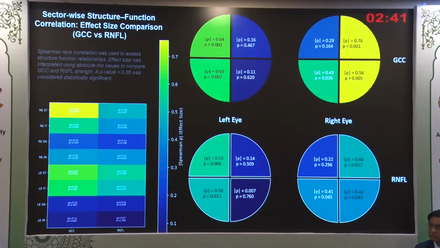The temporal visual field sectors demonstrate the strongest relationships, particularly with macular GCC. In comparison, RNFL generally shows lower effect sizes across sectors. The nasal sectors also demonstrate weaker relationships overall, which aligns with the expected anatomical pattern of fiber involvement. Overall, these findings suggest that macular GCC reflects the spatial pattern of visual field loss more closely than RNFL in chiasmal compression. What does this mean clinically?